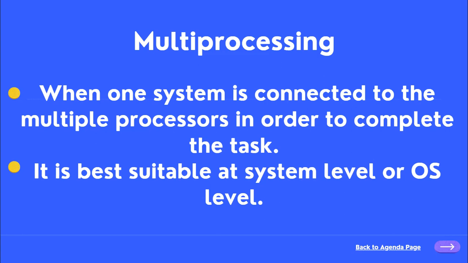The second line says it is best suited at the system level or OS level. You can see here, it is best suited at the system level, because there is a single OS, and multiple processors are installed in your CPU. So this one is multiprocessing.